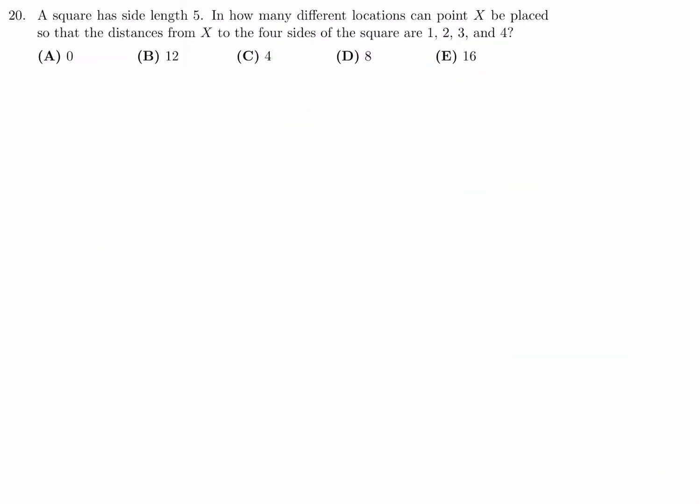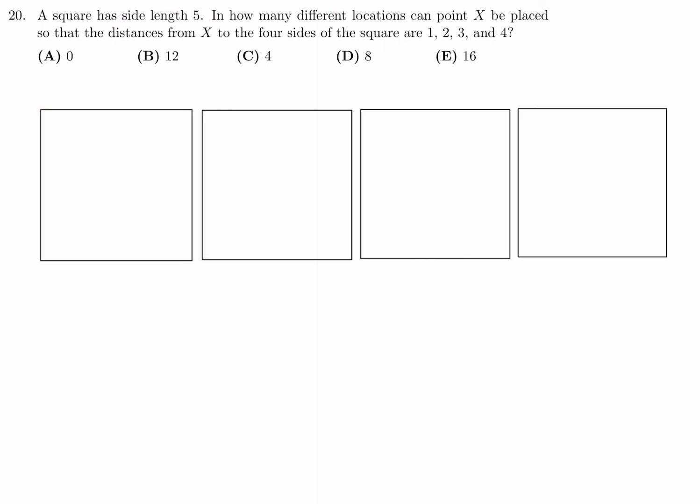A square has side length 5. How many different locations can point X be placed so that the distances from X to the 4 sides of the square are 1, 2, 3, 4, 5? Let's talk about one such square, and then we will see how many different ways we can do this. From the answer choices, one thing is for sure, that the answer has got to be a multiple of 4, because all of them are multiples of 4.